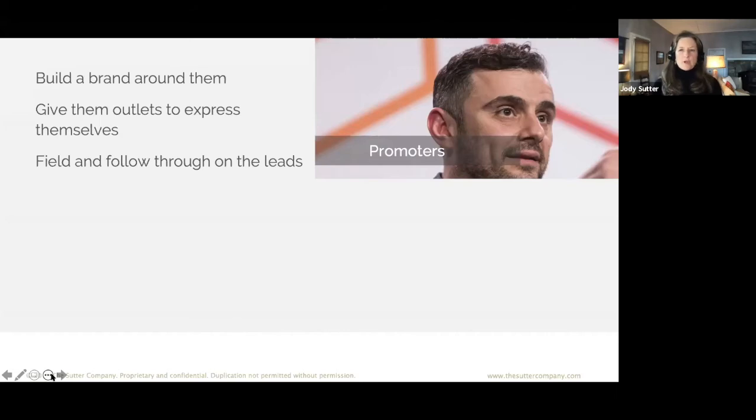And I think that there is a way to transition, but if you are in that sort of special spot where you're thinking, well, I see my near-term horizon, I would say just make sure that you do put in a really strong transition plan. Don't deny the gift that you've given your agency, to keep it strong, at least for the short term. But so if you're a promoter, build a brand around them, give them outlets to express themselves, and then of course make sure you follow through on the leads that come in as a result of their activity, as a result of their energy being communicated, being put out into the world.